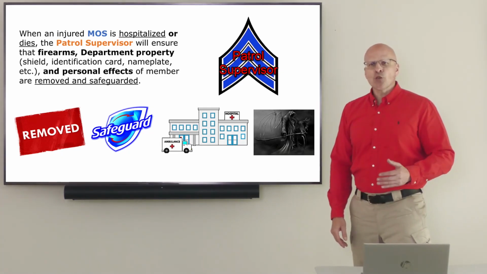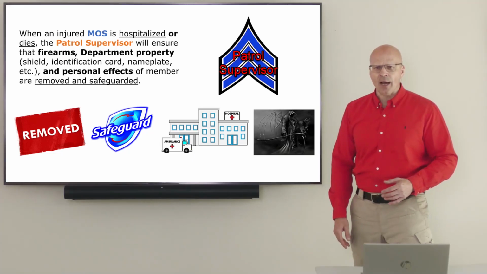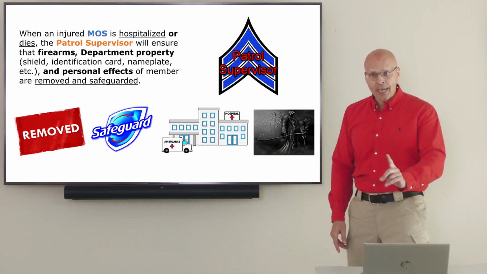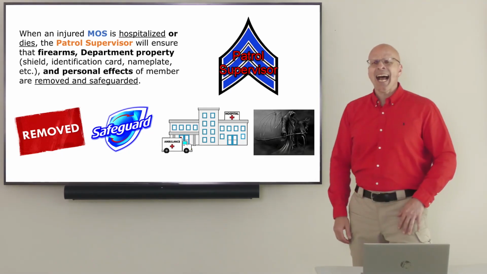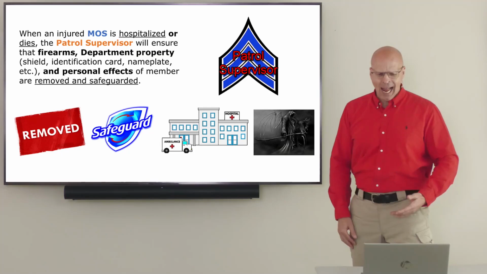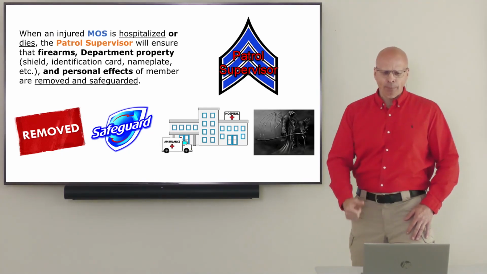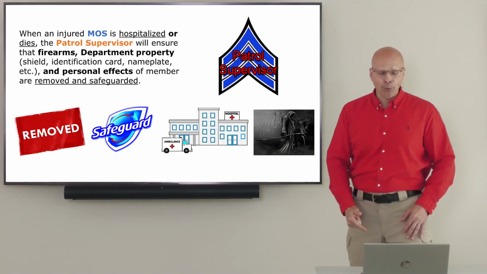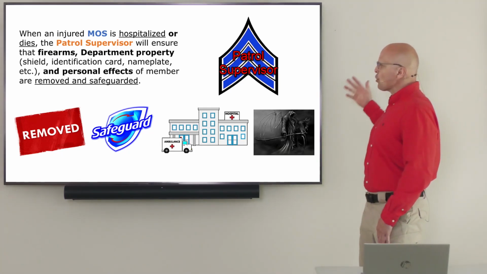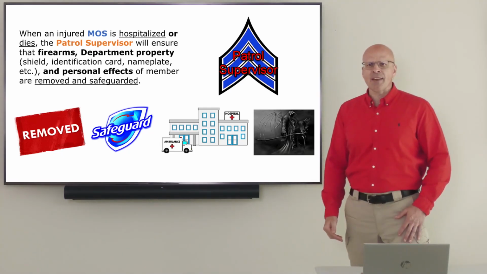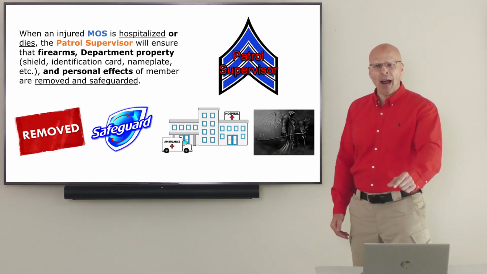Now, we never spoke about the patrol supervisor directly in this procedure. We talked about the investigating supervisor. But there is one specific duty of the patrol supervisor in this procedure. When an injured member of the service is hospitalized or dies, it's the patrol supervisor's job to ensure that firearms, department property, like your shield, like your identification card, like your nameplate, etc., and personal effects of members are removed and safeguarded. That's right, hospitalized or die, patrol supervisor safeguards his property.